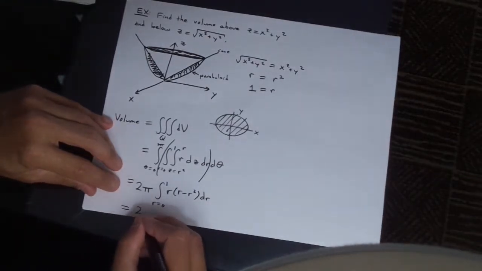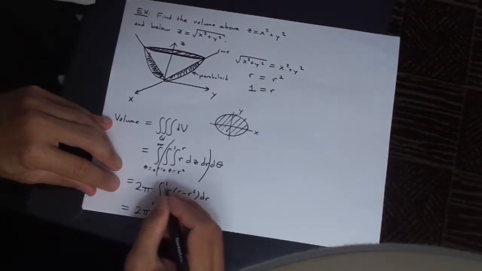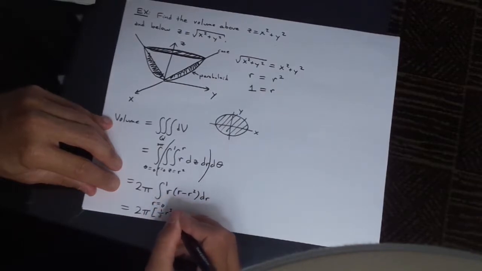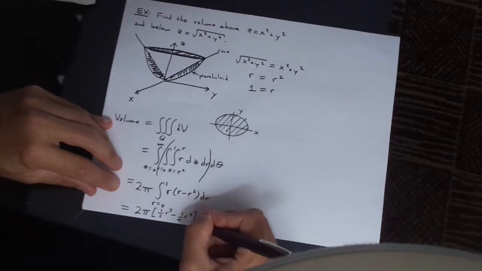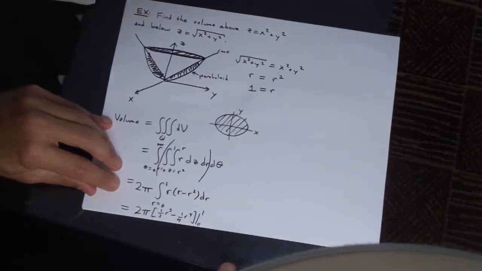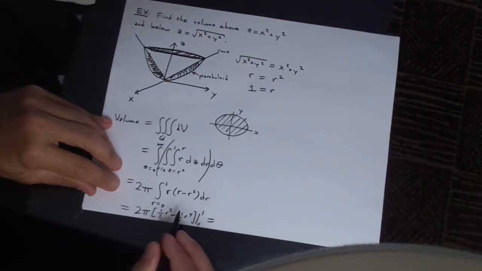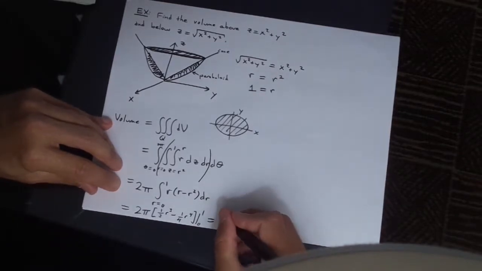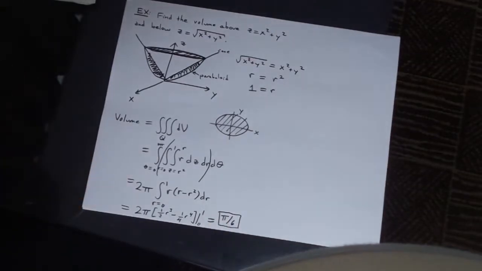Alright, and so what are we left with here? We have 2 pi times the integral, and I'm going to multiply this out right now. The r times r is just r squared, so we get 1/3 of r cubed minus 1/4 of r to the 4th, and that has to be evaluated from 0 to 1. When you do that, you're going to get 1/3 minus 1/4, which is 1/12. 2 pi times 1/12 is just simply pi over 6. And that is the answer.